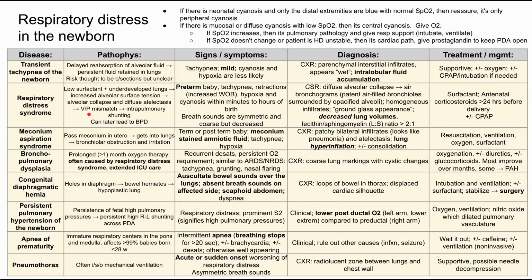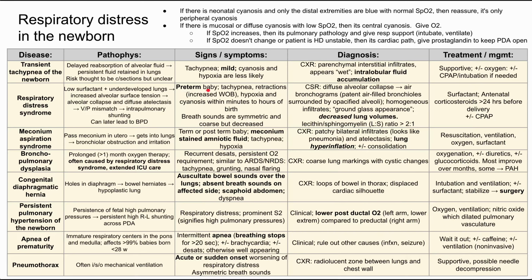This diffuse atelectasis results in a ventilation perfusion mismatch and essentially creates a large intrapulmonary shunt. So the body is pumping blood through the lungs, but the lungs are collapsed, the alveoli are collapsed, and you're not doing gas exchange. This, if severe, and if the baby's intubated for a while, can progress to bronchopulmonary dysplasia, which we'll get to in a second. But back to respiratory distress syndrome.